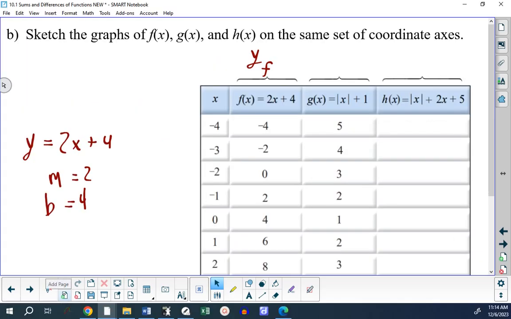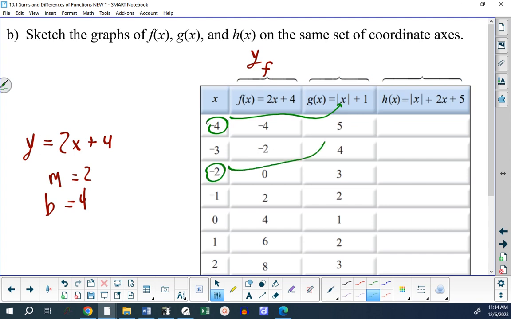See, how did I determine this column? Well, what I did for the middle column is I took -4 and I fed it in for x here. And I took the absolute value of -4, which is 4, and I added 1 to get 5. And then I put in, say, -2, and the absolute value of -2 is 2, plus 1 is 3. So I've populated it that way. But what I would like you to understand is that this is the y-coordinate on g.